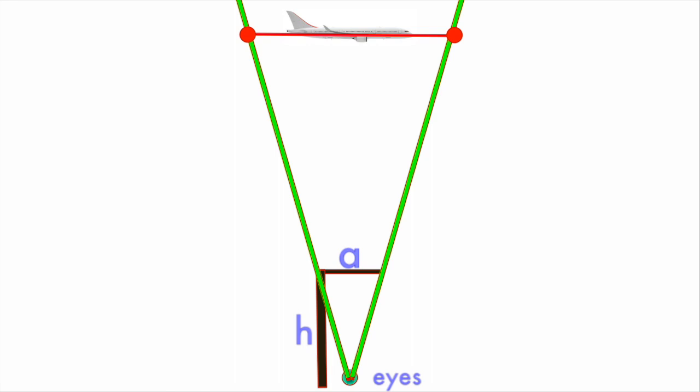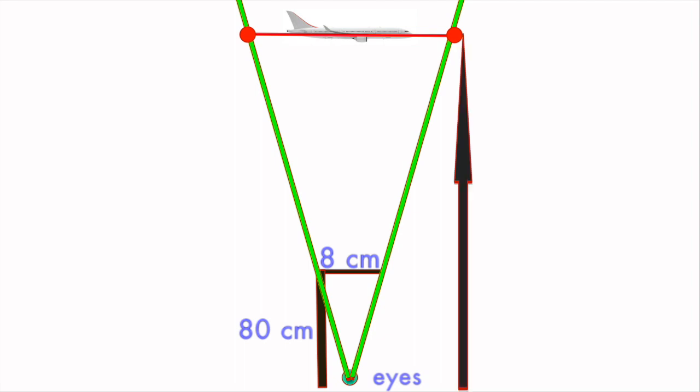Okay, so we need some precise numbers here. My palm, for example, is 8 centimeters wide and an average arm is 80 centimeters long. Commercial planes usually fly about 10 km above Earth. Our picture has two similar triangles, ABC and AB'C'. This fact allows us to compare some ratios.